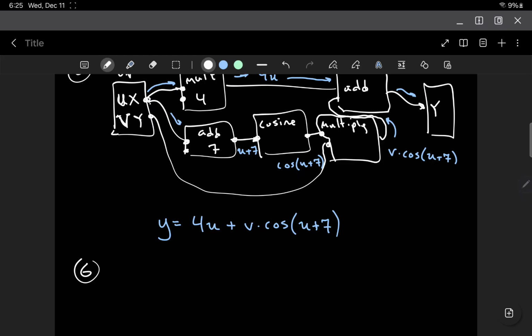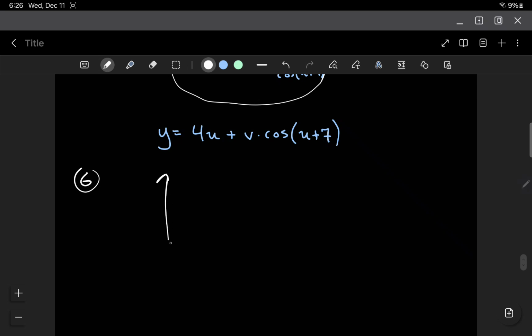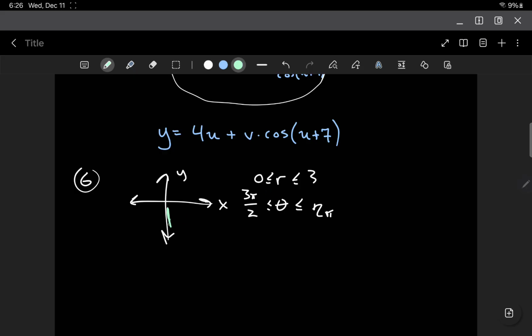For number 6 is a drawing exercise. I'll draw this in 2D first. I'll suggest you do the same thing for each of these. So if R is in between 0 and 3 and theta is in between 3 pi over 2 and 2 pi, then 3 pi over 2 is pointing in this direction and 2 pi is pointed in this direction, so it's going to be this section here.